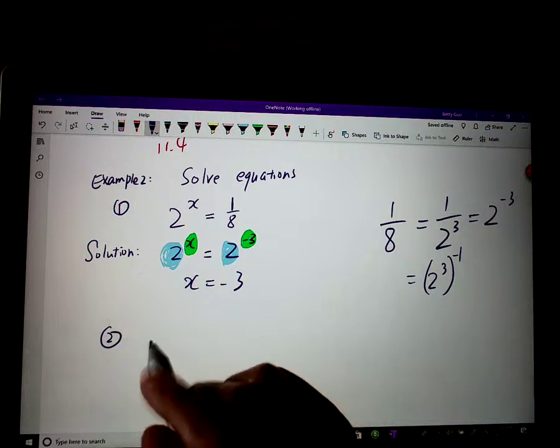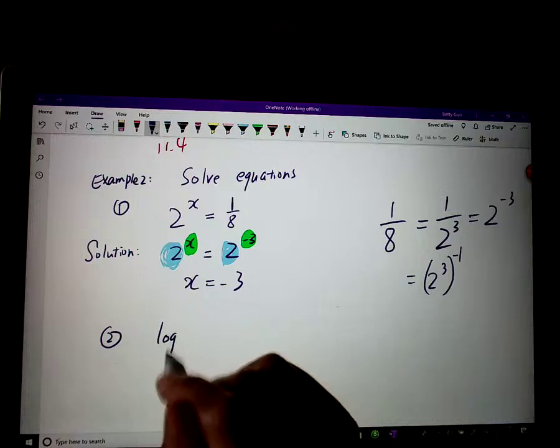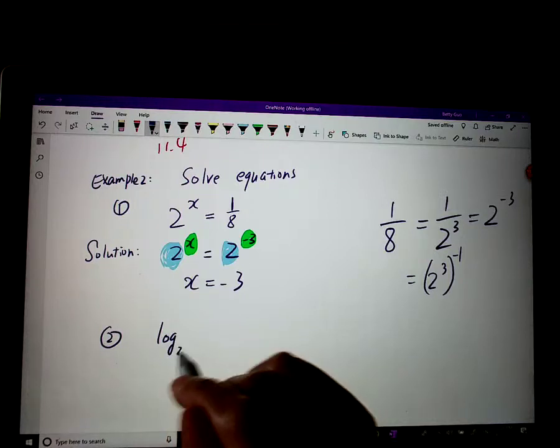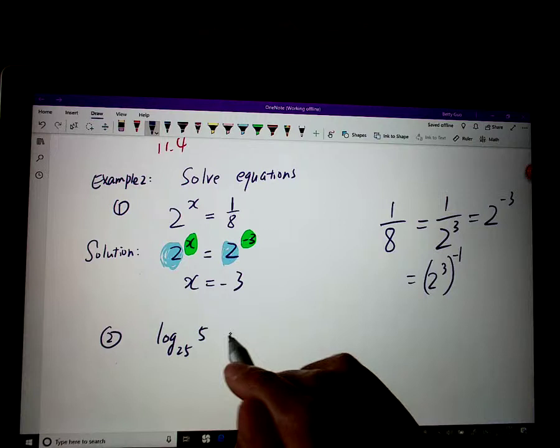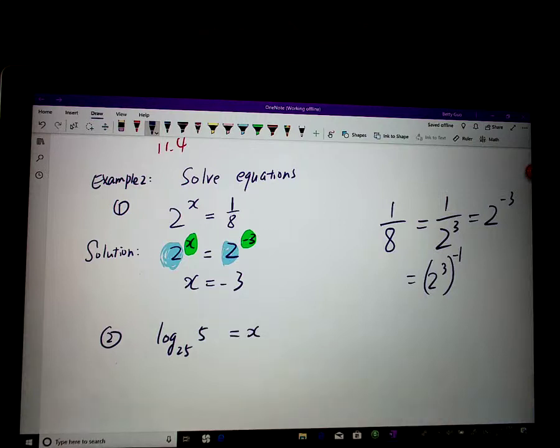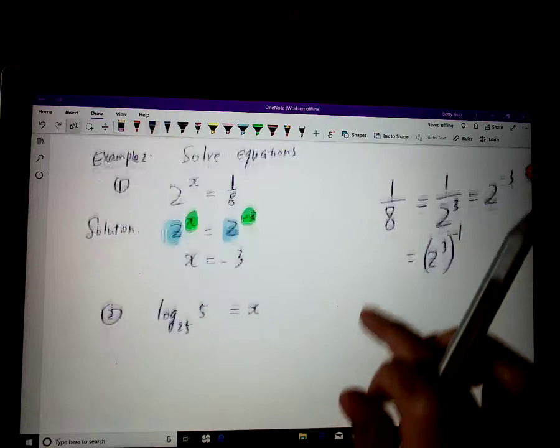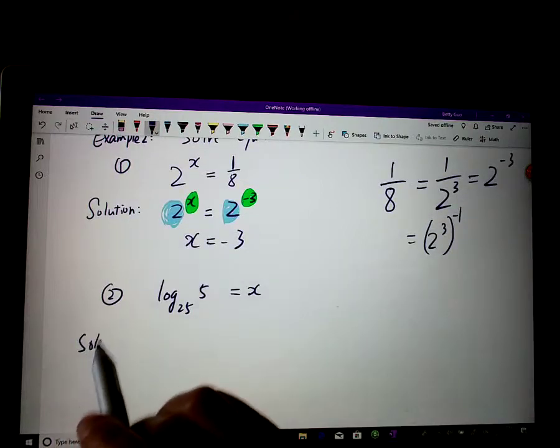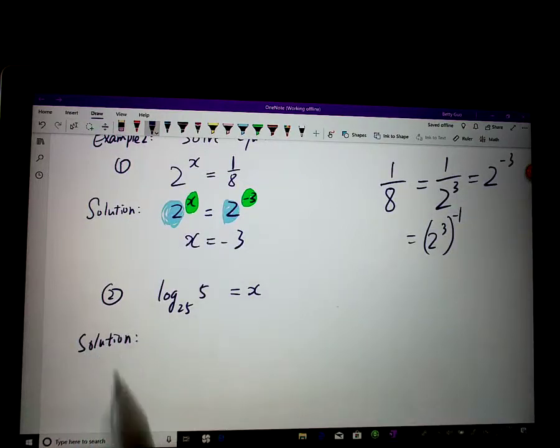Let's look at number 2. The equation is log with base 25 of 5 equals x. This equation is a logarithmic equation. It has a log in it, so we can see it as a logarithmic equation. How do we solve this equation for x? I'll give you a moment to think about it.